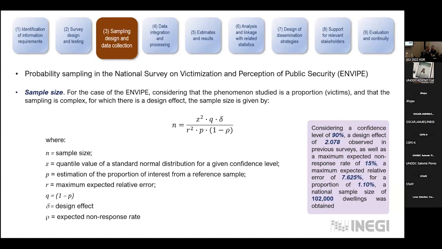If we combine all of these values, we have a sample size of about 102,000 dwellings, considering the design effect, 2.078. That is the compensation of the errors generated by using different sampling techniques, the variation between the different sampling techniques compared to simple random sampling. To correct this kind of error generated in the sampling process, we put in a design effect that leads to this sample size of 102,000 dwellings in the country.